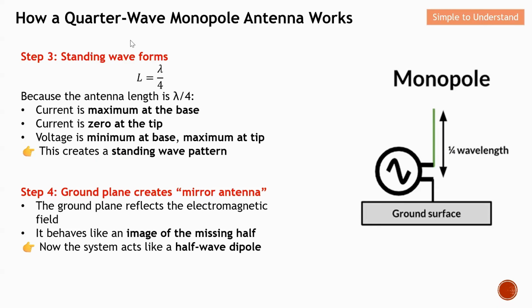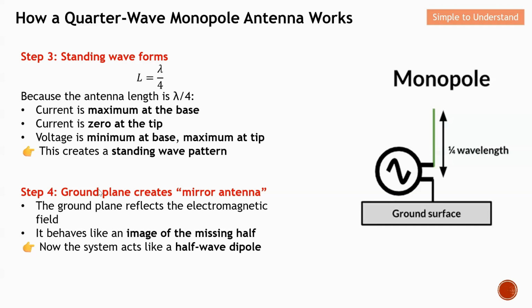Step number 3, a standing wave forms. When the length of this radiating element is around a quarter wavelength, a standing wave forms, because the antenna length needs to be around a quarter wavelength. With this, the current will be maximum at the base and near zero at the tip. On the other side, the voltage will be minimum at the base, while it will be maximum at the tip. With this, they create a standing wave pattern, which I also described in my dipole antenna video.